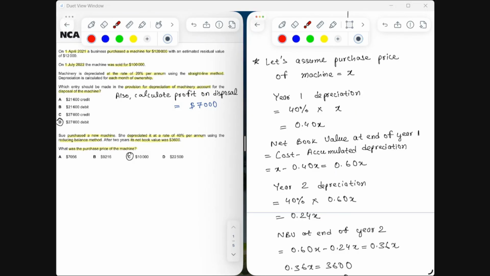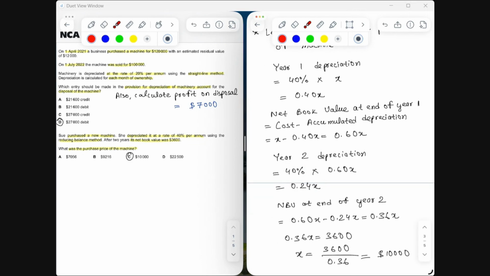Now moving on to the second year, using the reducing balance method, the depreciation is now calculated by multiplying the given rate of 40% with the net book value of 0.60X that we had derived at the end of year 1, which gives us 0.24X. Therefore, the net book value at the end of year 2 is derived as the difference between the net book value at the end of year 1 and the depreciation we calculated for year 2. So which is 0.60X minus 0.24X, that is 0.36X.